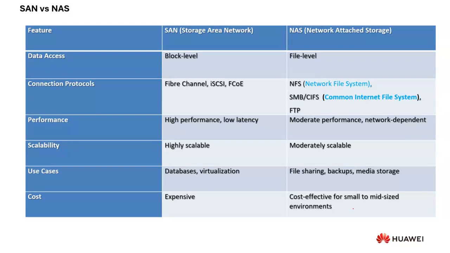So in terms of performance, the SAN has more performance than the NAS, because the NAS only works with files, but the SAN uses other types of data. Likewise, in terms of use case, you can use SAN for database virtualization and other stuff. But NAS is for file sharing. Anything that has to do with files is NAS, okay? In terms of cost, the SAN is more expensive than the NAS, basically.